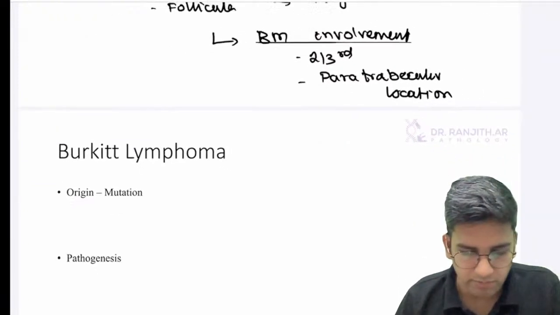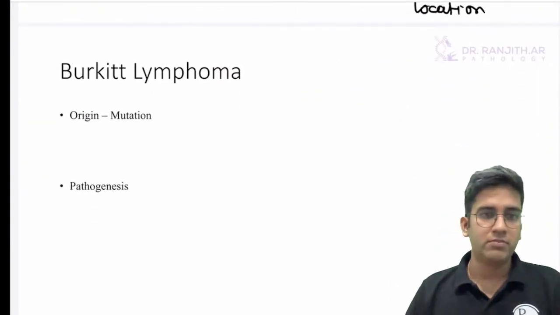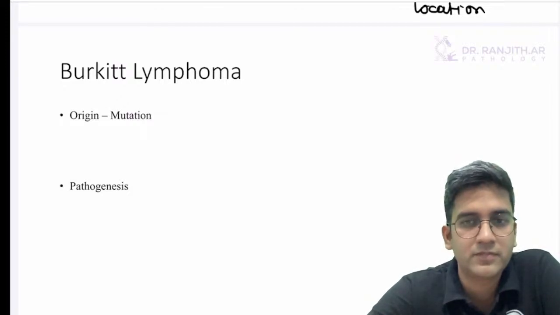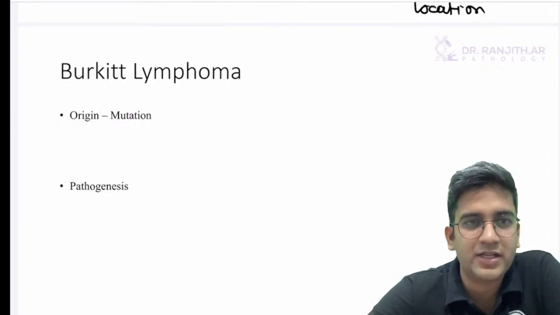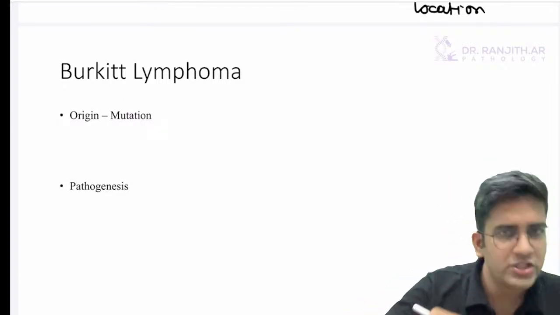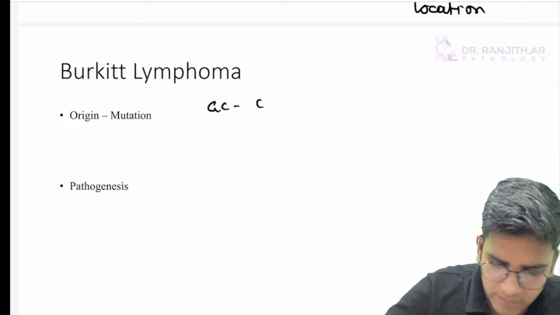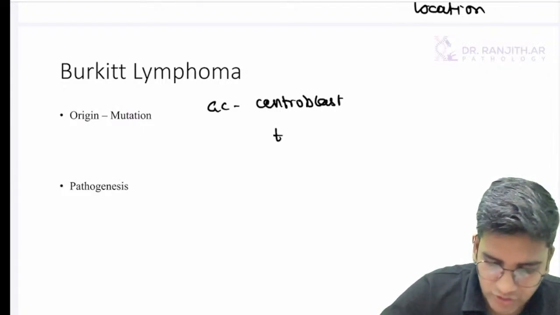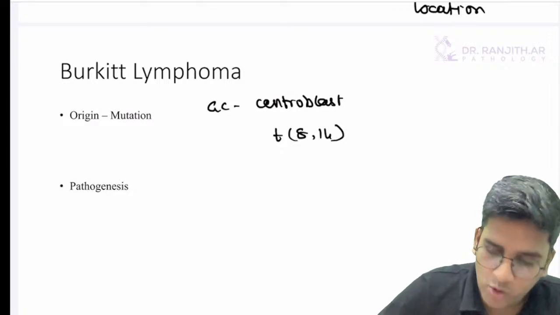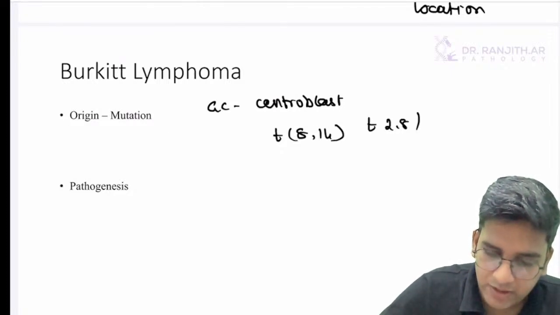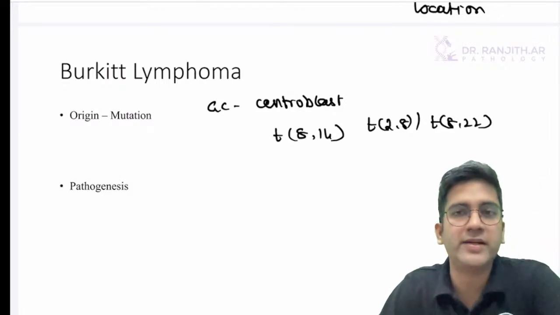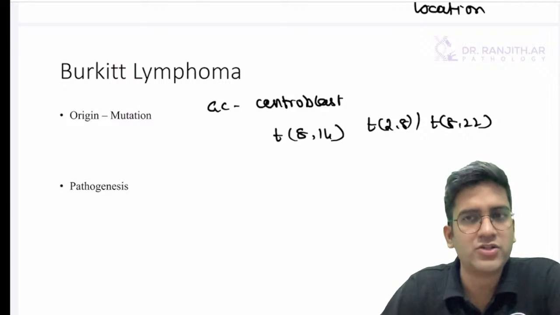Okay, let's go to Burkitt's. Burkitt's origin and what's the mutation? Burkitt's microscopy you definitely know. Burkitt's origin is simple. It's also going to originate from germinal center. To be specific, centroblast. It's translocation between 8-14. If you want to get honors or distinction, 2-8, or translocation between 8-22. Ultimately, chromosome 8 is what is required for me. So chromosome 8 translocation is diagnostic of Burkitt.